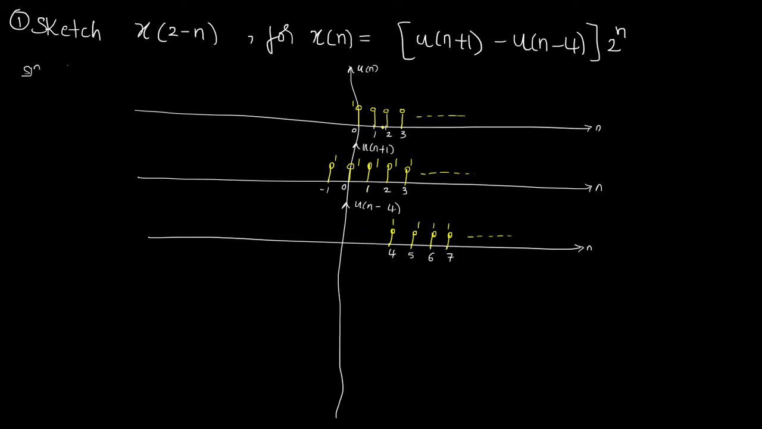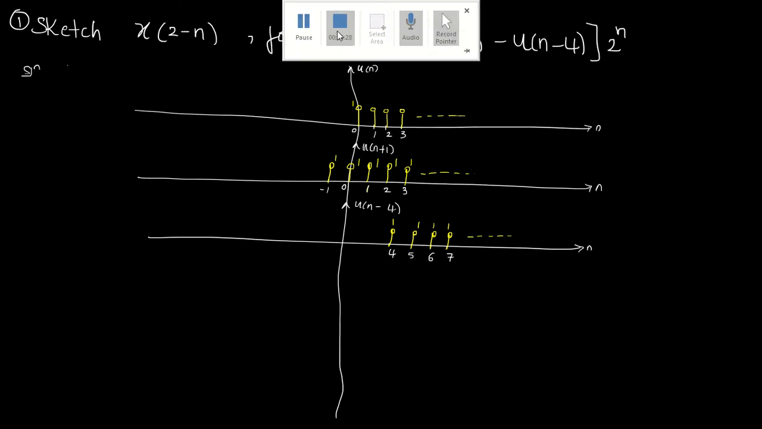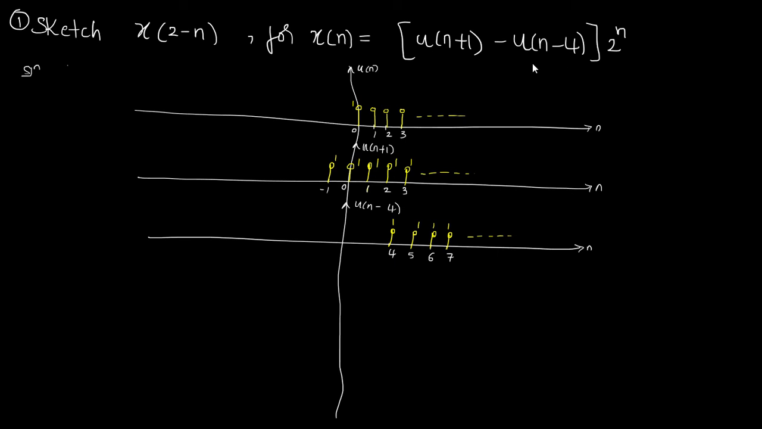There is no change in amplitude. It is the same thing, but instead of starting from 0, it is pushed towards the right by 4 units. Instead of 0, it now starts from 4. This is your u of n minus 4. Now, according to the expression, u of n plus 1 should be subtracted by u of n minus 4. So as per the mathematical equation given for x of n, I have to subtract u of n minus 4 from u of n plus 1.